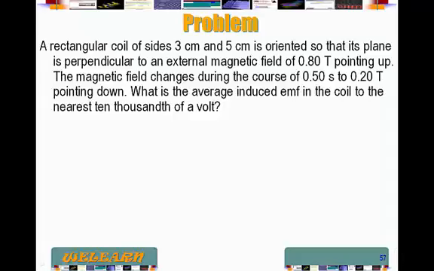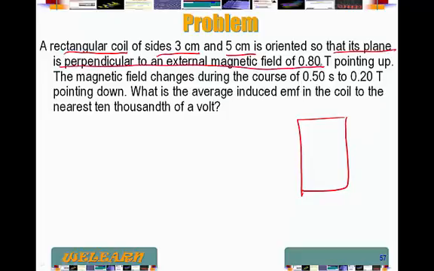Okay, in this question we have a rectangular coil with sides of 3 centimeters and 5 centimeters, something like this. It is oriented so that its plane is perpendicular to an external field of 0.8 teslas pointing up. If we take up as out of the page, this is the look of B equal 0.8 teslas.